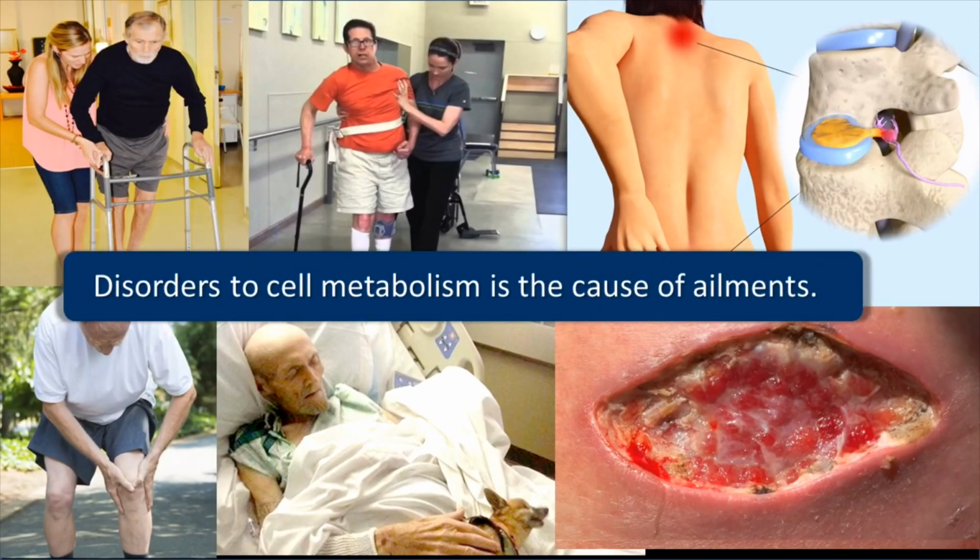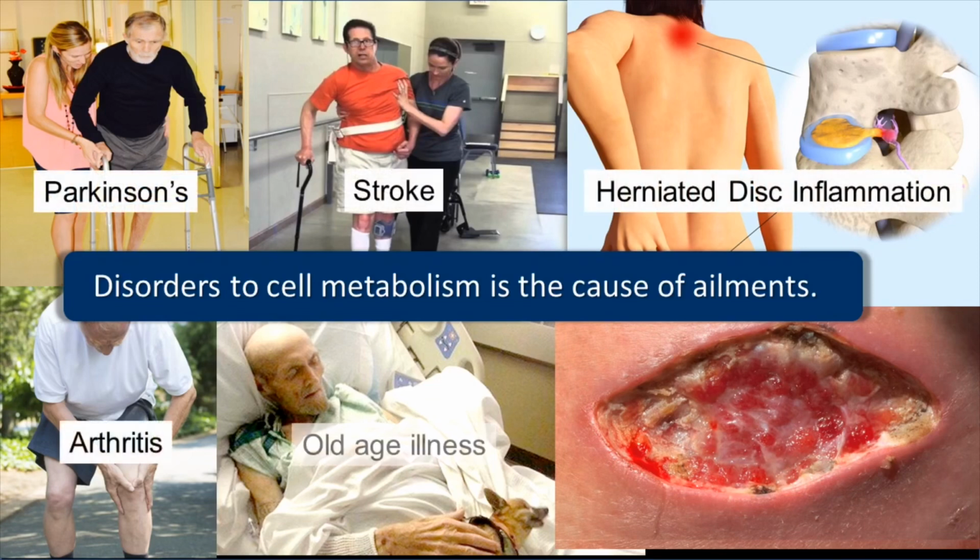Disorders of cell metabolism are the cause of all ailments. Here we are going to look at the applications of BCR, and we understand that BCR is a cell metabolic therapy system that works at the cellular level. So what we are doing is correcting problems at the cellular level. You have all these ailments here. All these ailments have cell metabolic disorders as a cause. So correcting cell metabolism has a way of improving most medical conditions.